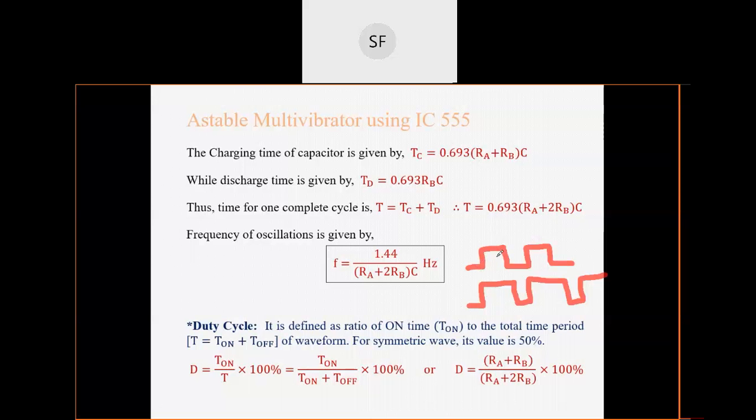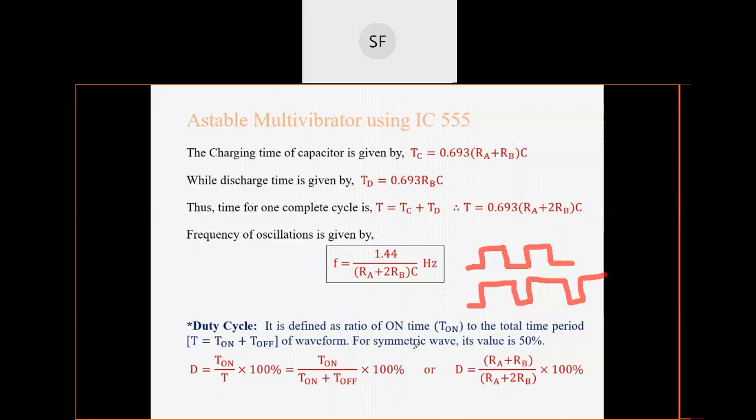When T on equals T off, that wave is a square wave, and when T on and T off are different, that wave is called a rectangular wave. Here is one note for you: for a symmetric wave, the value of duty cycle will be 50%. Why? Because you can observe this formula. The total time period T is given by T on plus T off. So when T on equals T off, this fraction will become 1 divided by 2.